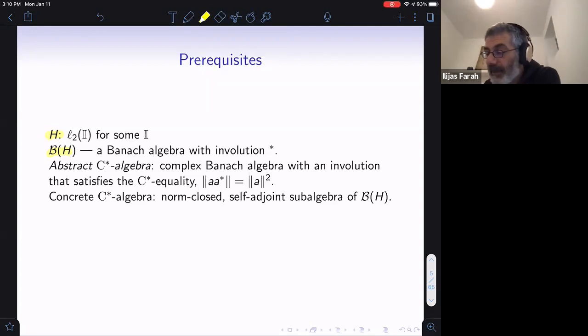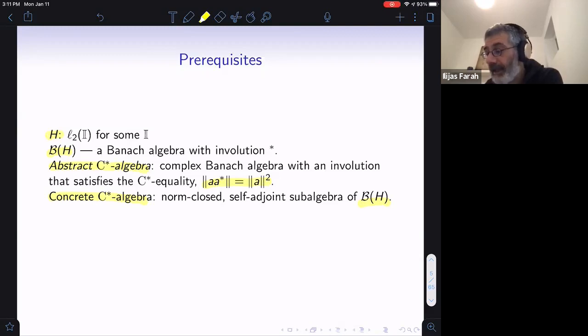And abstract C-star algebras are just complex Banach algebras with an involution that satisfy this equality: the norm of A A star is equal to the norm of A squared. This is in addition to the axioms of Banach algebras. I don't want to say what those are. If you're not sure what they are, they're just natural axioms that they have to satisfy. A different definition is concrete C-star algebras, and they are defined as norm closed self-adjoint subalgebras of some B of H. H in this case can be non-separable, so an arbitrary Hilbert space H.